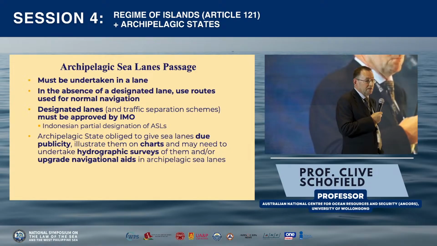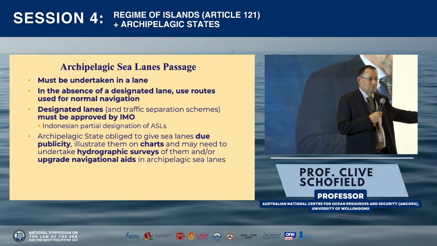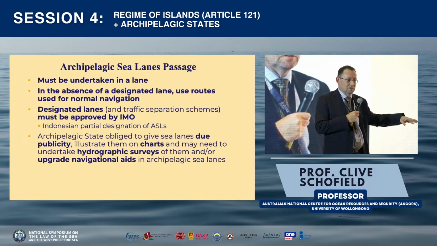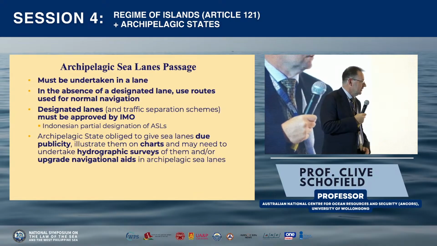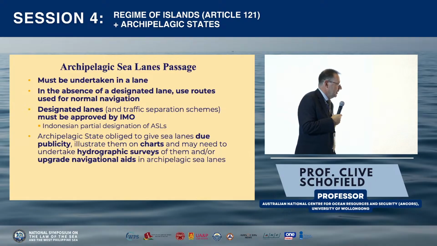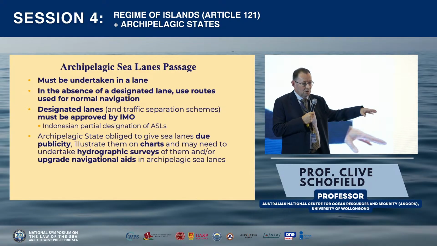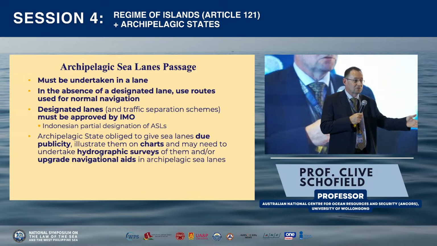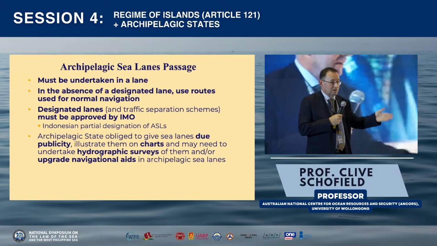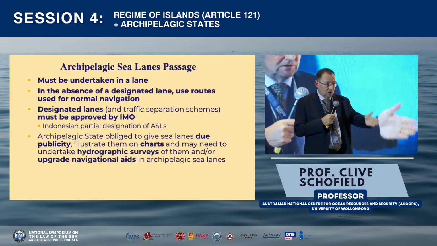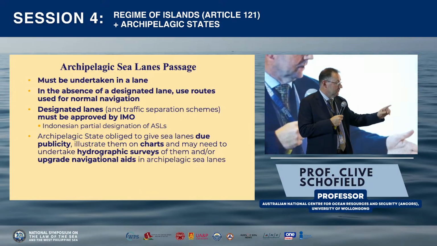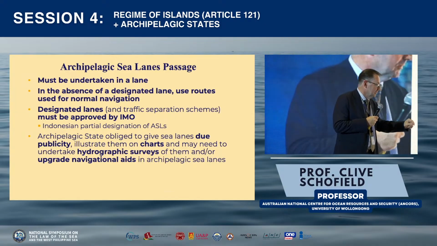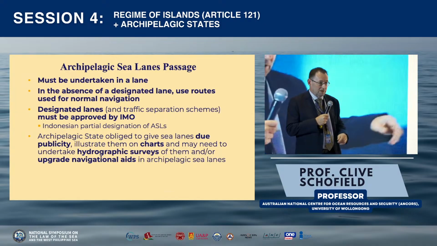We have one archipelagic state of the 20-odd that we looked at who's actually designated archipelagic sea lanes, and that's Indonesia. We'll look at that in a moment. There is an obligation on the archipelagic state to give due publicity to where those lanes are and potentially provide for updated charting of those ASLs, undertaking hydrographic surveys. And we'll see why in a moment. And you may need to upgrade navigation aids too. Next, please.